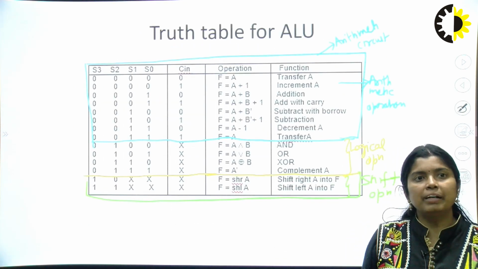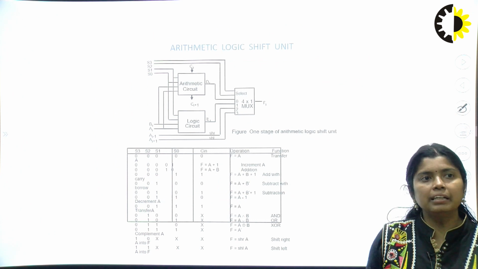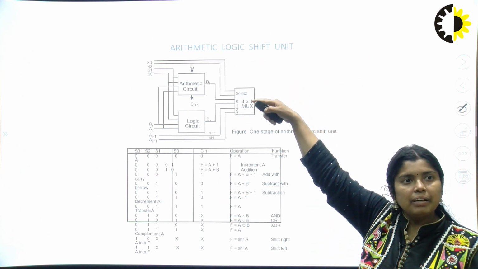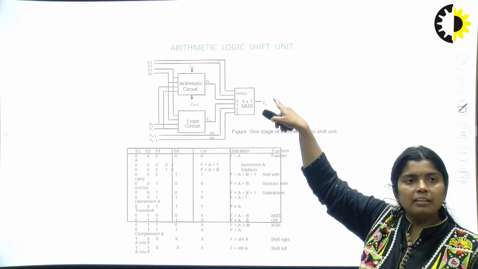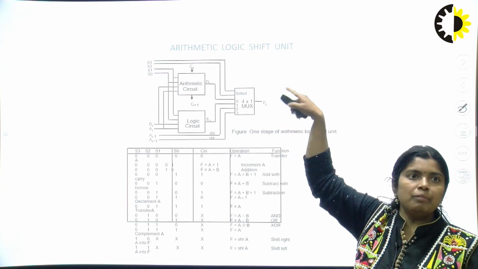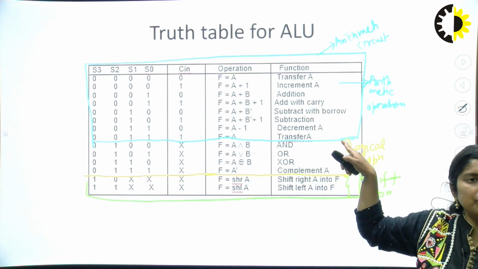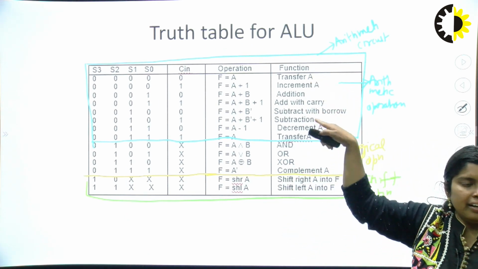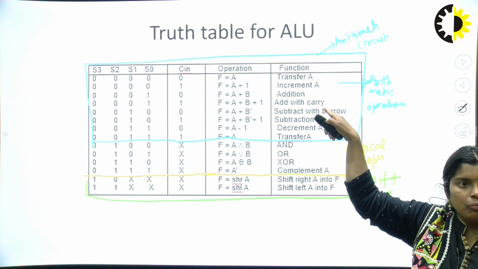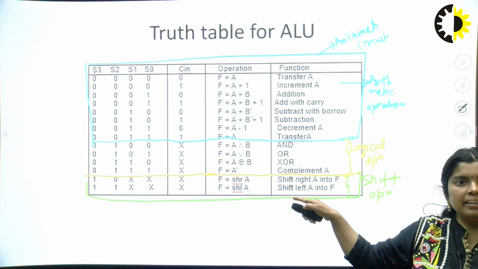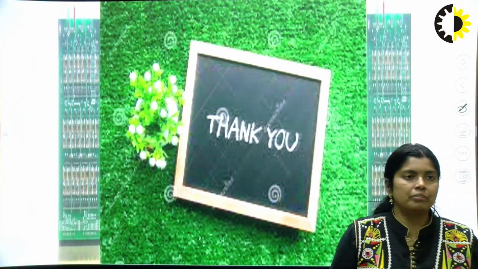Here is the arithmetic logic unit operation. The first thing is the arithmetic circuit, the logic circuit and the multiplexer, so the arithmetic logic shift unit will be considered. In this truth table, you can see there is the arithmetic circuit operation, and all these operations will be performed. Next, the logical operation will be performed, and next the shift micro-operation will be performed.